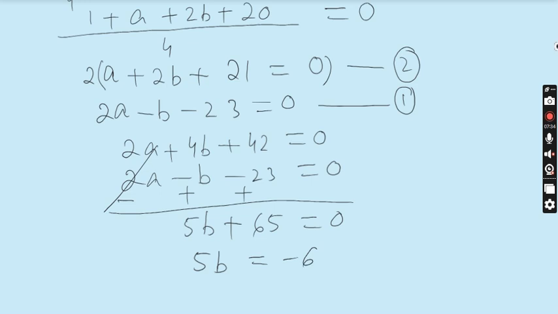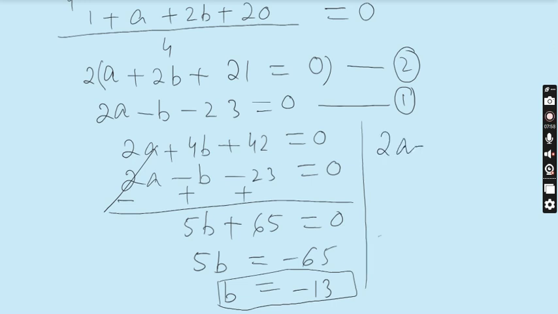5b is equal to negative 65, and b is equal to negative 65 upon 5, which is negative 13. So we have achieved the first target, that is, the value of constant b is minus 13. Put this value of constant b in any one of equation number 1 or 2. I am putting it in equation number 1. 2a negative b, b is negative 13, so positive 13.